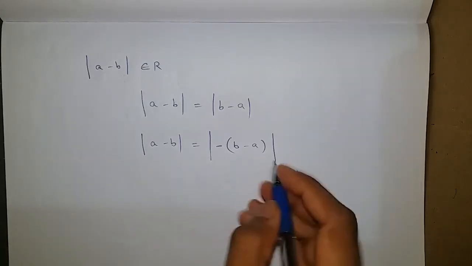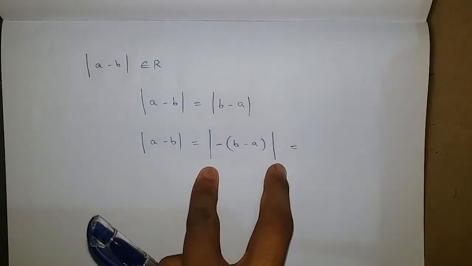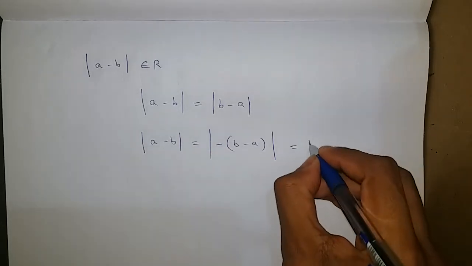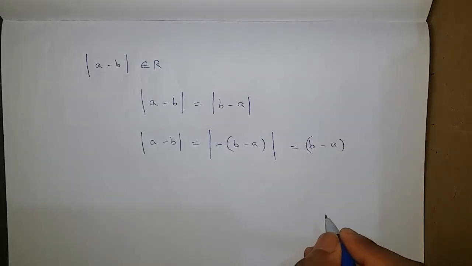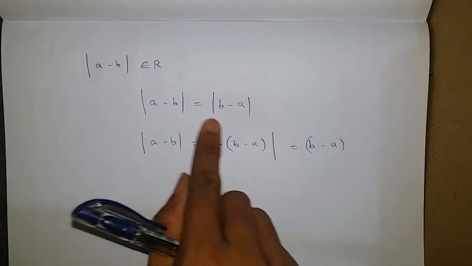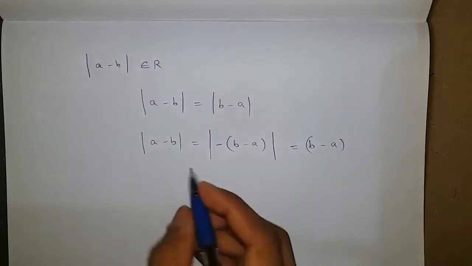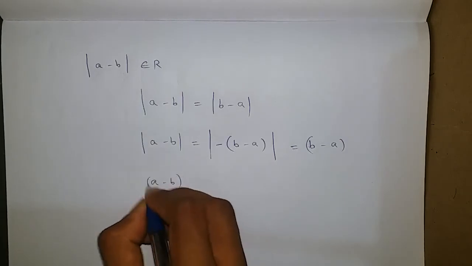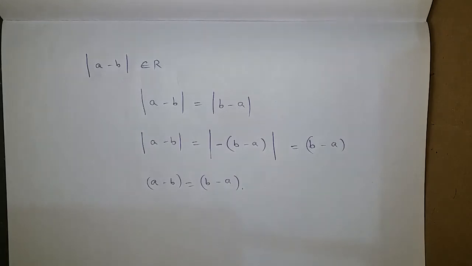Modulus of minus of (b minus a). If we keep the modulus symbol, the minus will become plus, so we remain with b minus a. So modulus a minus b is equal to modulus b minus a. This mod a minus b, we can write as a minus b simply, that is equal to b minus a. So it is satisfying the symmetric condition also. Next, let us check whether it is satisfying transitive or not.